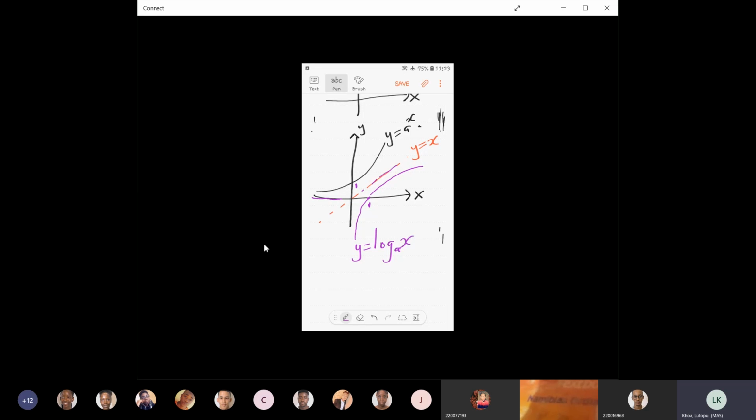So first thing, if I ask you to draw this one, what you can just do is draw the same graph with base a to the power x, and then you reflect it along the line y is equal to x.